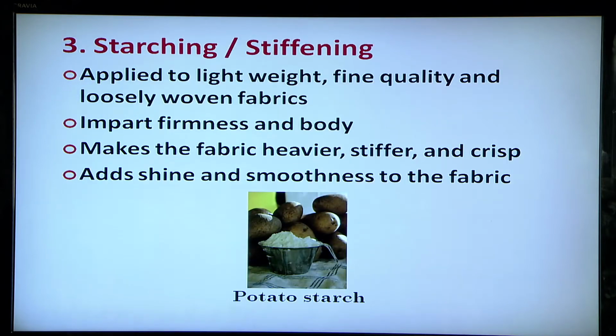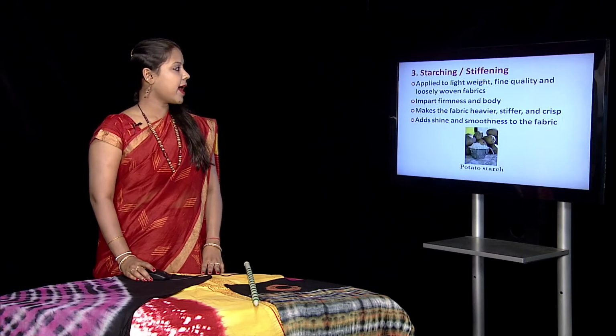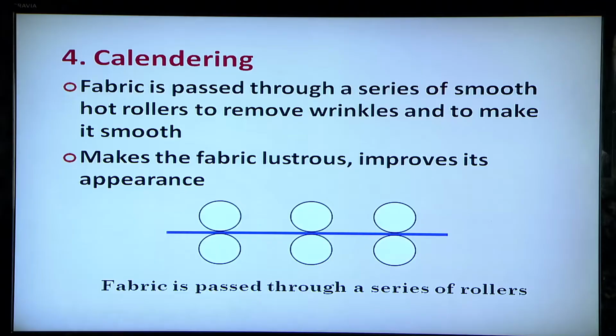The third are the starching or stiffening finishes, which are applied to lightweight fabrics which are of fine quality and loosely woven. They impart firmness and body to the fabric and makes the fabric heavier, stiffer and crisp. It adds shine and smoothness to the fabric. Next being the calendering. Calendering finish is very similar to ironing. The fabric is passed through a series of smooth hot rollers to remove wrinkles and to make it smooth. It makes the fabric lustrous and improves its appearance.